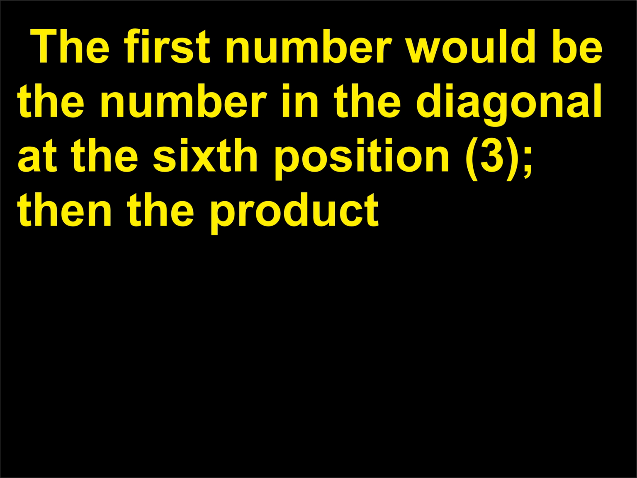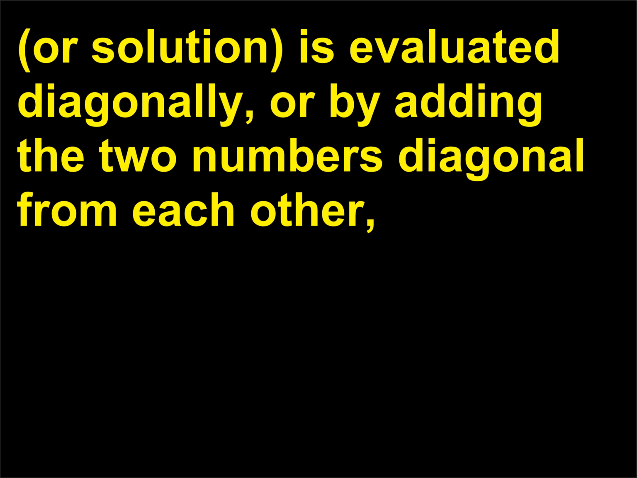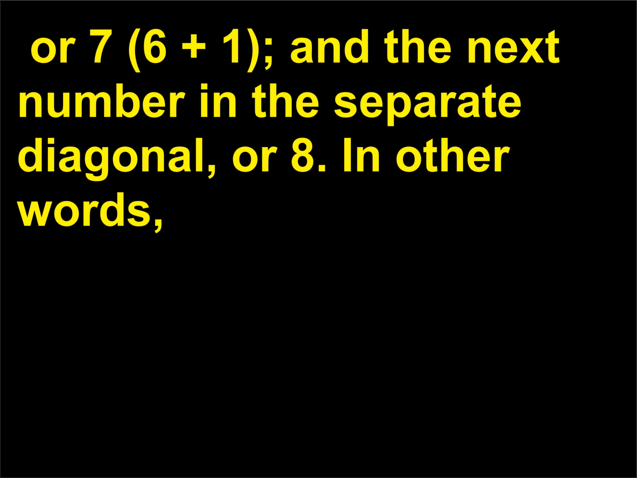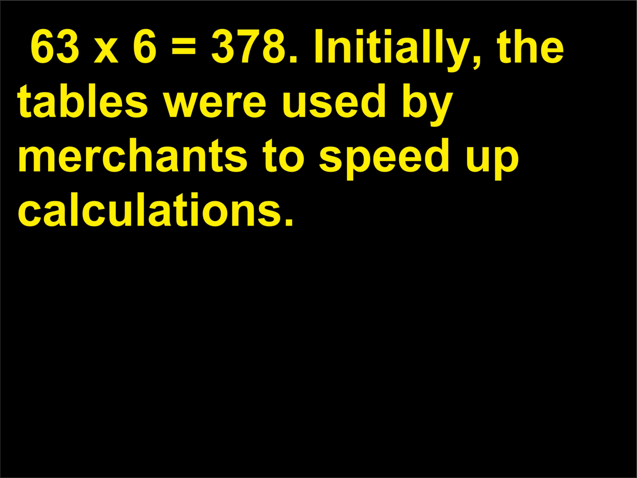The first number would be the number in the diagonal at the sixth position, 3, then the product, or solution, is evaluated diagonally, or by adding the two numbers diagonal from each other. Or 7, 6 plus 1, and the next number in the separate diagonal, or 8. In other words, 63 x 6 equals 378. Initially, the tables were used by merchants to speed up calculations.